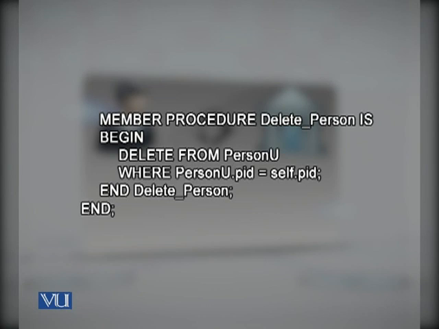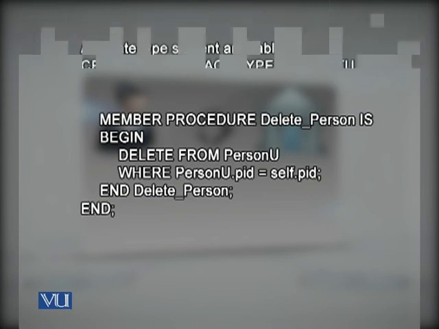So when it says person U dot PID is equal to self dot PID, it means that among all the objects that are stored in the person table, the one through which this procedure has been called should be deleted. That is why it says person U dot PID: all the objects in the person U table, among them the one through which this procedure has been called, should be deleted.